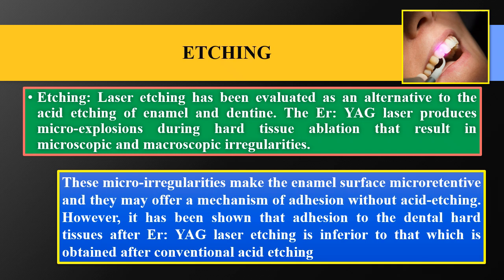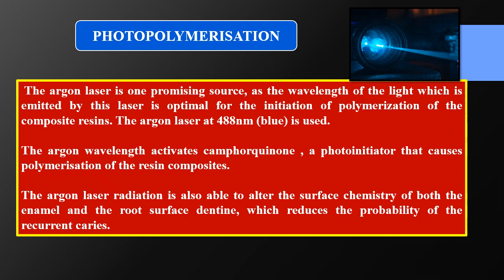Laser is also used for acid etching the tooth surfaces for composite restoration. The main laser used for etching purposes is the erbium laser or Er:YAG laser. It is also used for curing the composite. The laser used for composite curing is the argon laser, which operates at a wavelength of 488 nanometers, which is blue light.